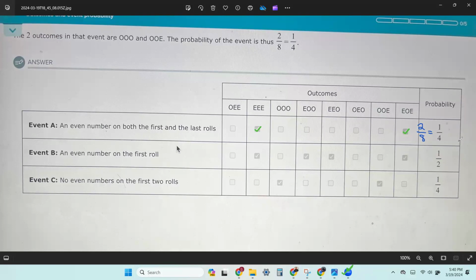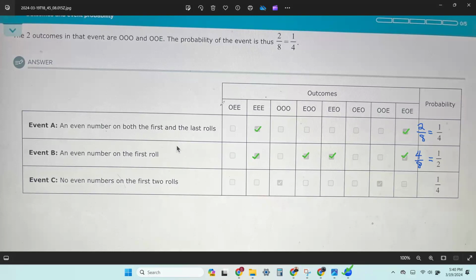An even number on the first roll. So if there's an E on the first, we're bringing it in. That's an O, but that's an E. This is another O, but that's an E. This one's got an E. That one's got an O. That one's got an O. And that one's E. So that's 4 over 8, which gives you a half, equal to 1/2.